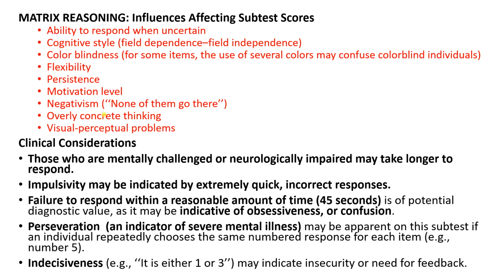generally those who are mentally challenged or neurologically impaired, they take longer time to respond on this matrix reasoning task. Similarly, sometimes impulsivity may be evident on the task performance, and remember, this is a qualitative analysis, and this impulsivity is indicated by extremely quick but incorrect responses. The participant is quickly responding, taking less time, but at the cost of incorrect responses.